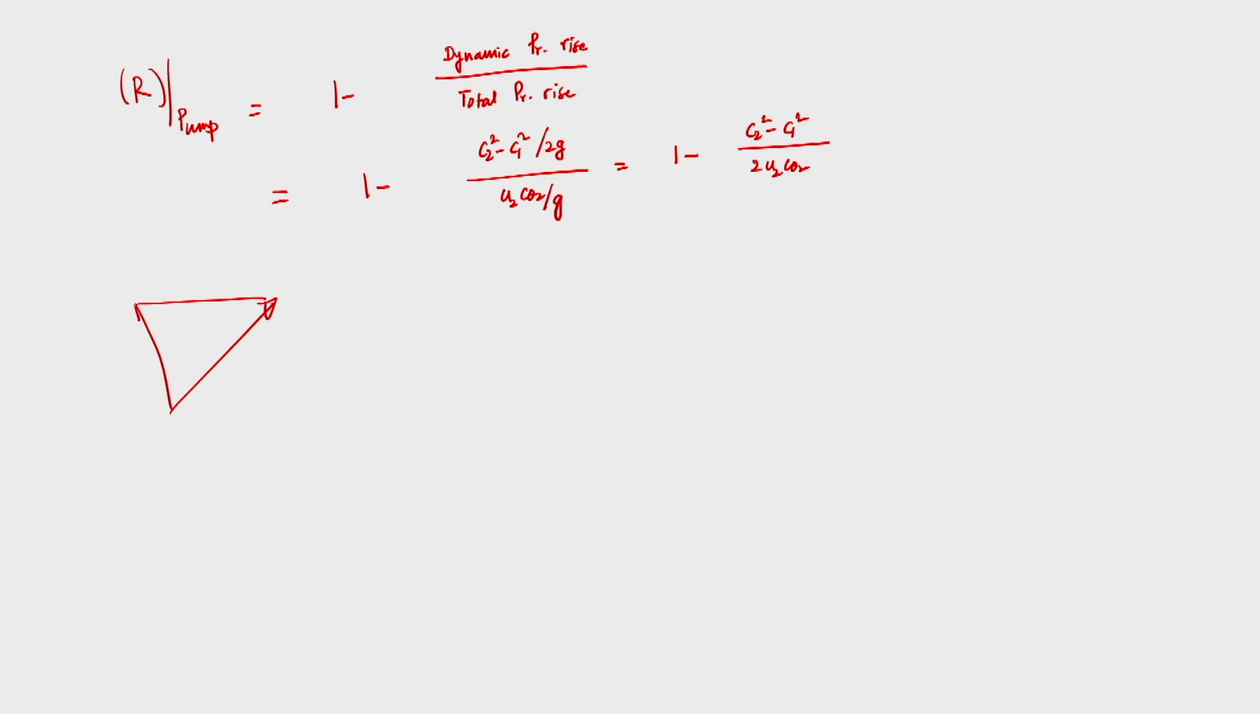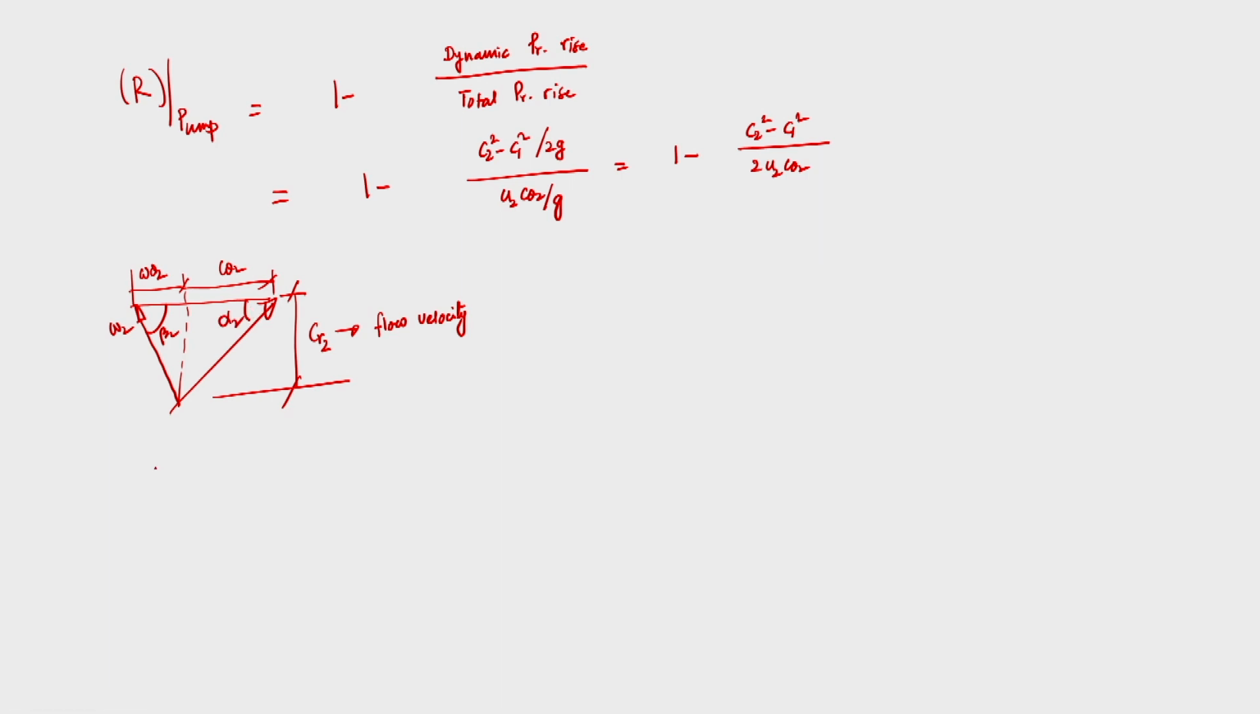Again, if I go back to the velocity triangle, the outlet velocity triangle looks like this. This is W2, this is beta 2, this is W theta 2, this is C theta 2, and this is known as flow velocity CR2. CR2 is equal to the flow velocity, and this angle alpha 2 is equal to the flow angle.